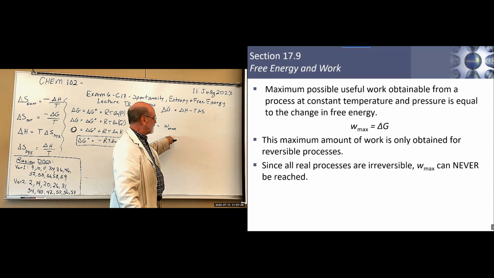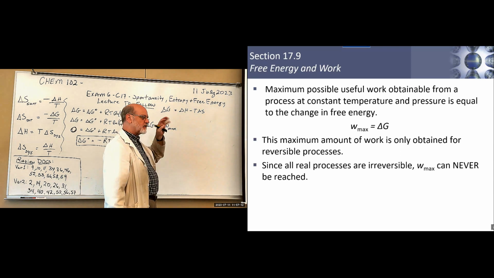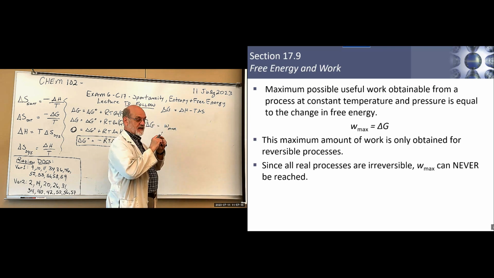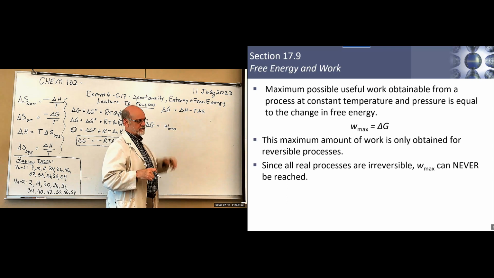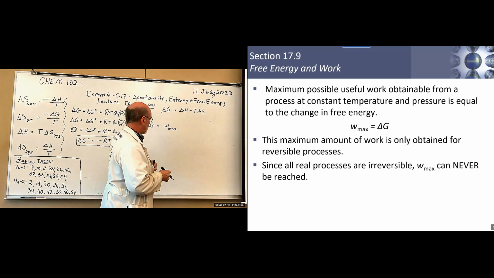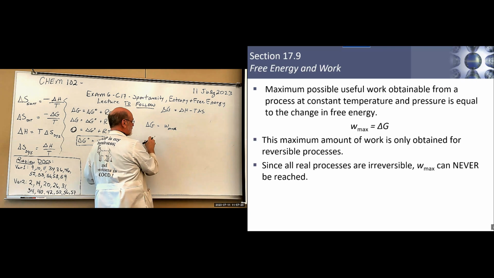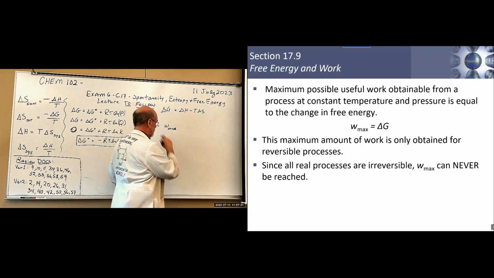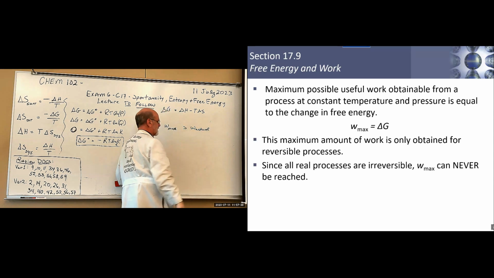This is a theoretical value. The only time that this is operative is under ideal conditions of reversibility. In other words, the process can easily go backwards or forwards. And that only happens on the infinitesimal scale, and there we have to talk calculus to do that. So under real situations, the actual work is always less than the maximum.